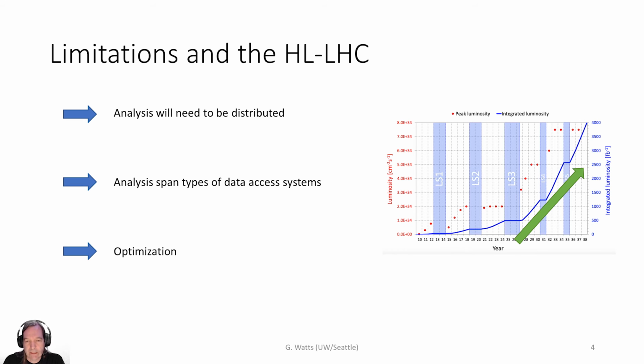To answer this, the analysis will need to be distributed. Analysis will span multiple types of data access systems. This will be particularly true if we want to reduce disk space usage. I'll mention this a bit more in the next slide. Finally, both Awkward Array and NumPy use an immediate execution model. This model means a large number of temporary data structures can be created during the execution of a complex expression.